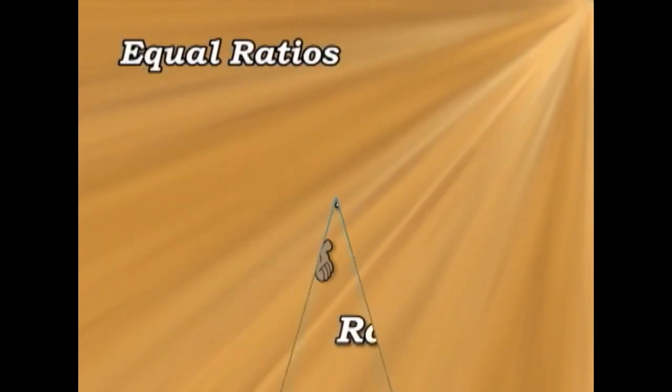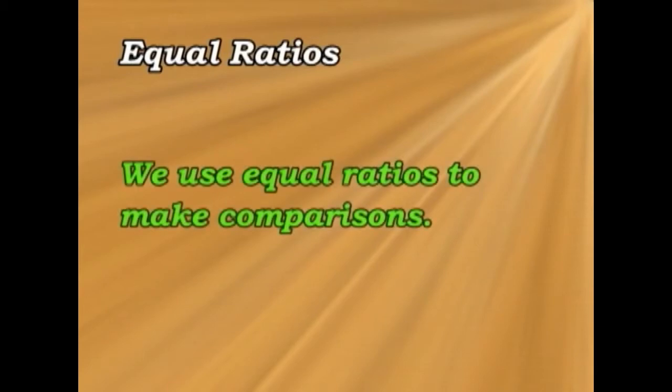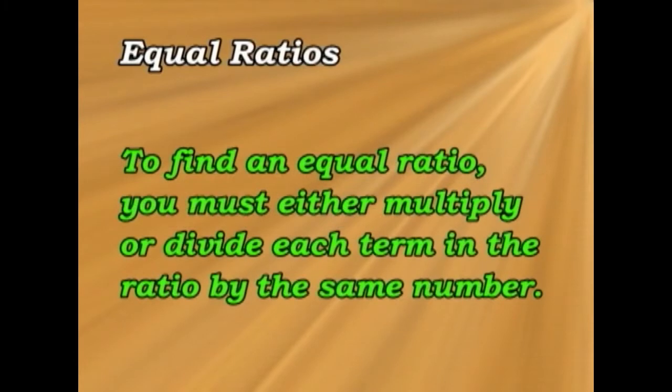Today we're working with page 29 and today's lesson is called Ratios 2, and we're going to talk about equal ratios. We use equal ratios to make comparisons. To find an equal ratio, you must either multiply or divide each term in the ratio by the same number.